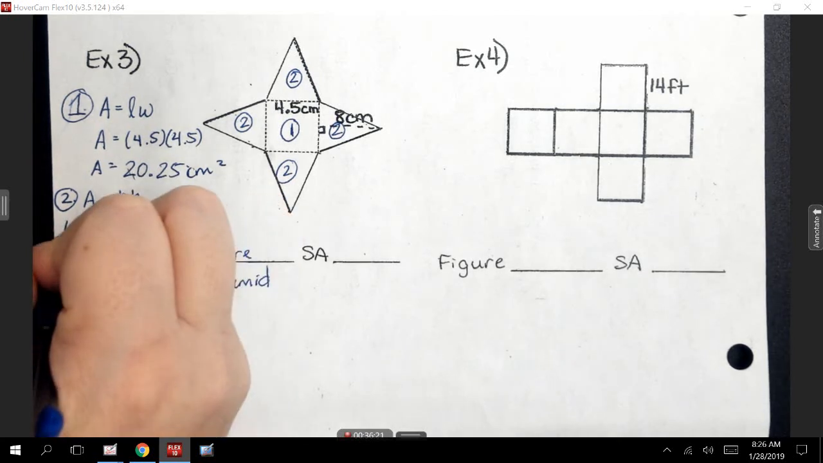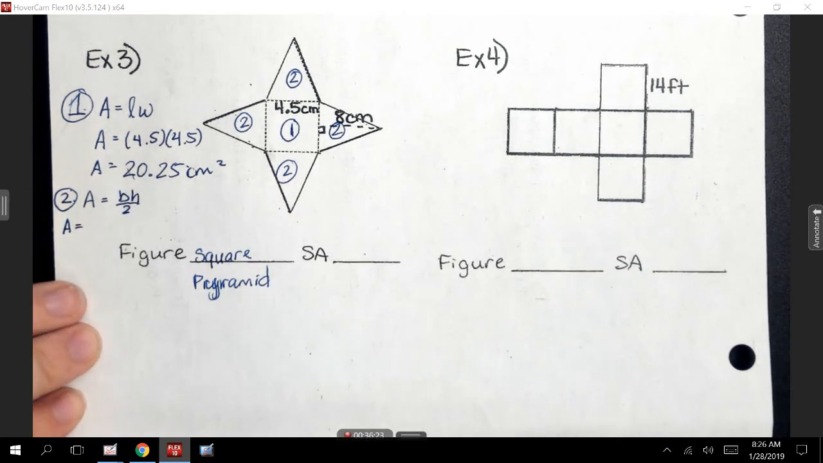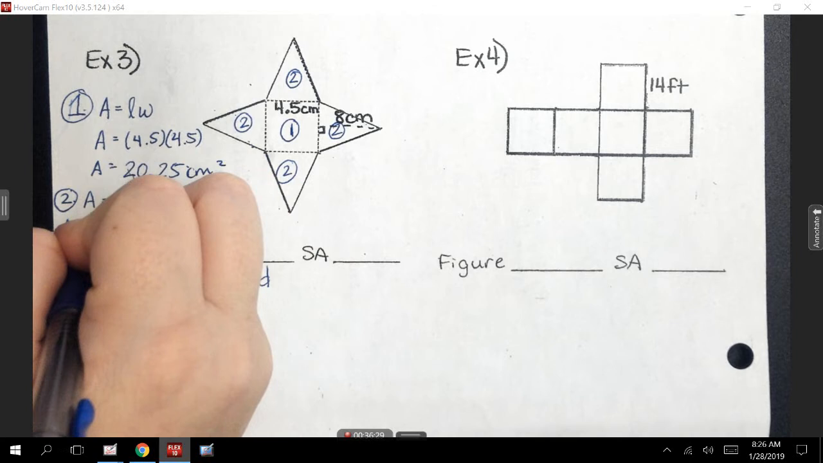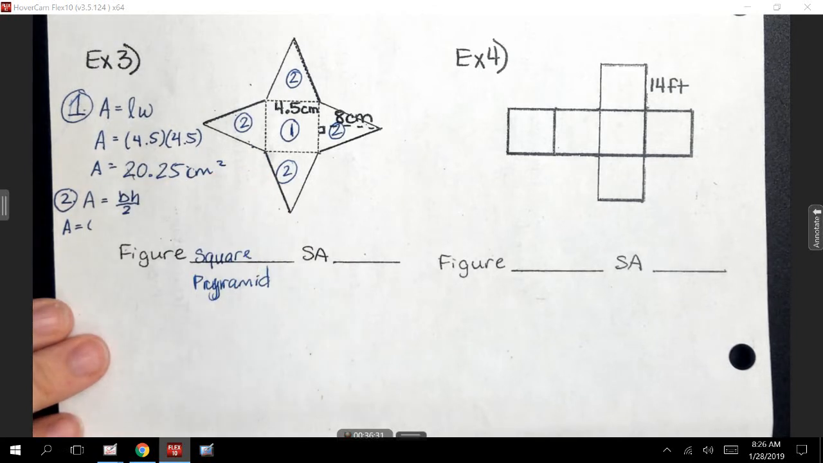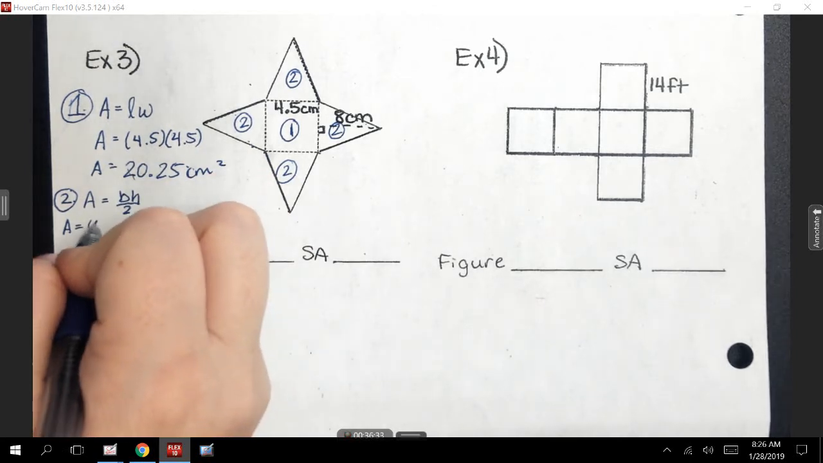BH divided by 2, very good. A equals, what is my base and height for that triangle? In the correct order. Trent. The height is 8 centimeters and the base is 4.5.